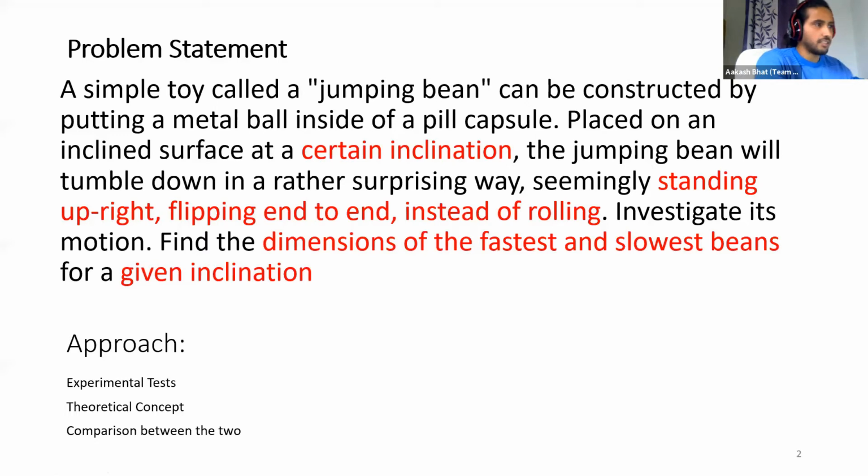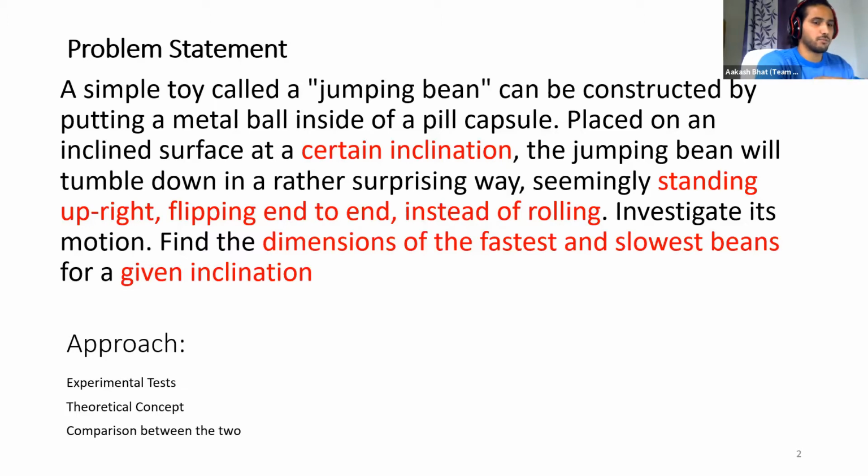Here I have highlighted again what I think are the main parameters and main questions to consider, namely the dimensions of the fastest and slowest beans for a given inclination. In general, the approach would then have experimental tests.